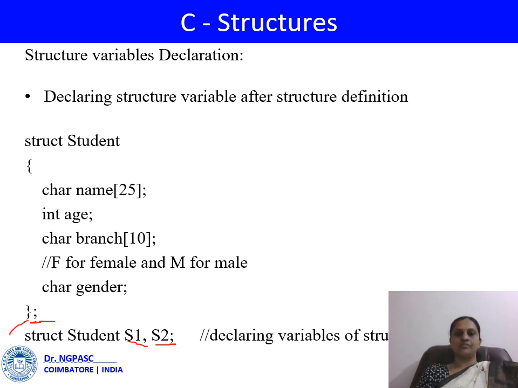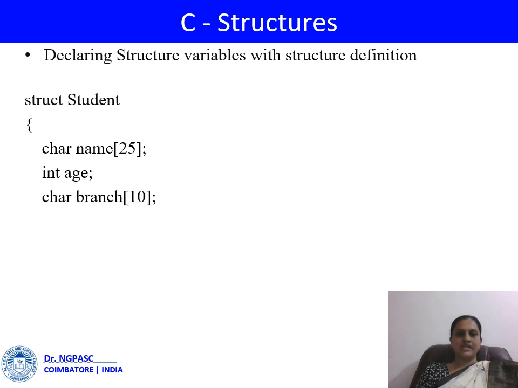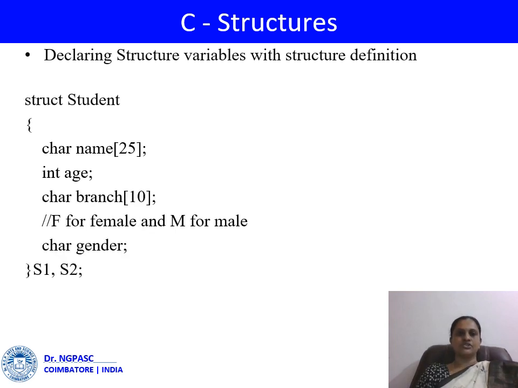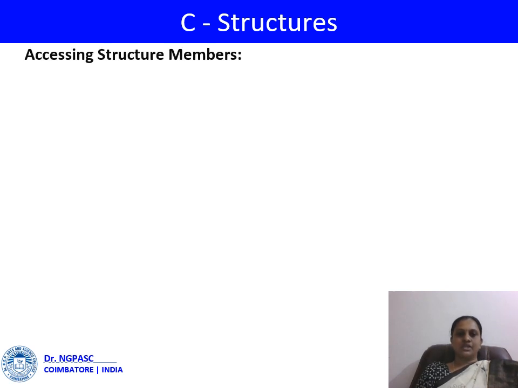So this is one type of declaring a variable, and another type is declaring the variable within the structure definition itself. The same thing: struct student, then character name, then age, then branch, then the gender of the student. And you can see here that S1 and S2 have been declared in the structure definition itself. So these are the two different ways of declaring variables of the structure. Here S1 and S2 are the variables of the structure student.